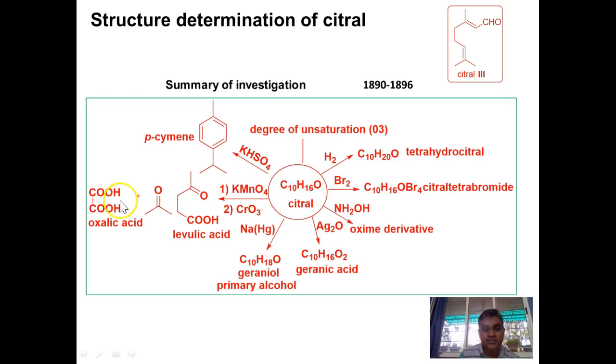Then KMnO4 oxidation gives you degradation products, and again here the positions of double bonds as well as the substitution pattern on the double bond can be proved on the basis of the oxidative degradation experiment. Potassium hydrogen sulfate gives p-cymene, and therefore it indicates the skeleton of methyl and isopropyl which are proposed here para. So it is also confirmed. So on the basis of very preliminary experiments, chemists at that time reached a very useful structure determination of the citral molecule.